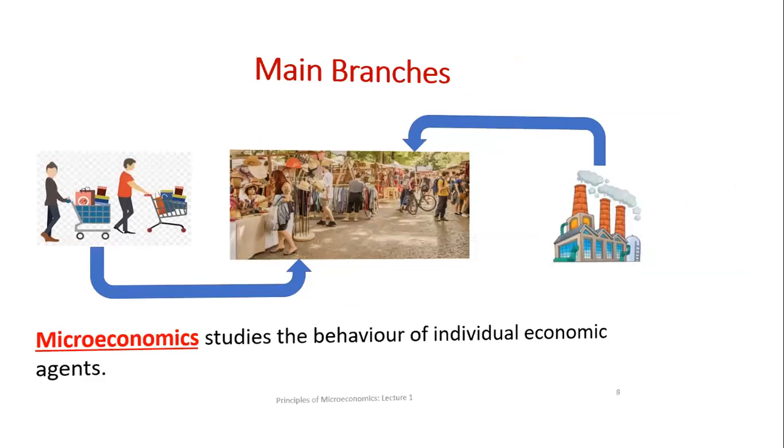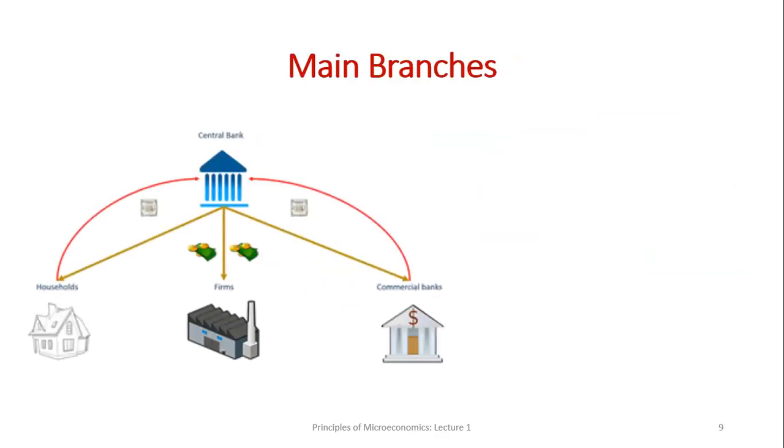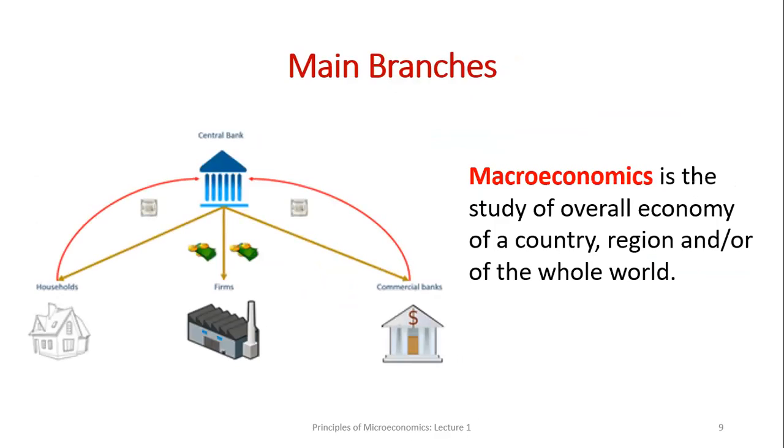The other main branch of economics is macroeconomics, which is the study of the overall economy of a country, of a region, or of the whole world. Therefore, in macroeconomics, we study problems like unemployment, inflation, economic growth, etc. These are the issues that are for the country as a whole, or for the region as a whole, or for the world as a whole. These are not like individual decisions or individual issues.